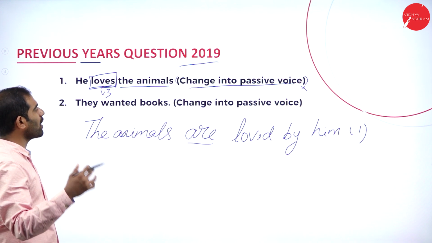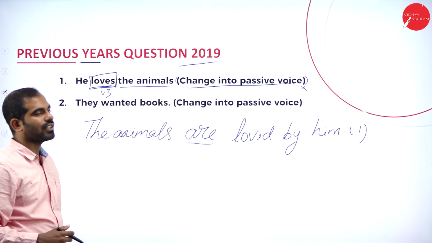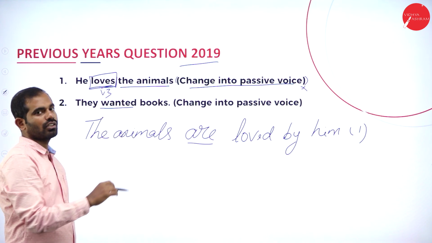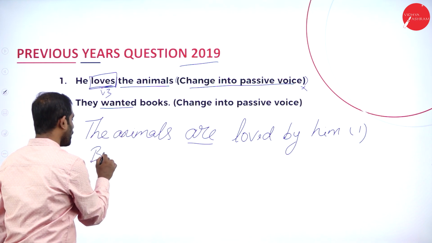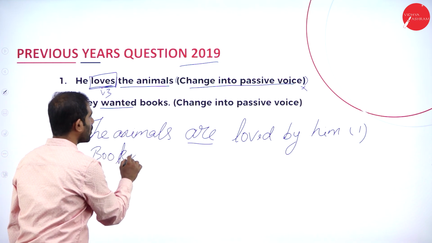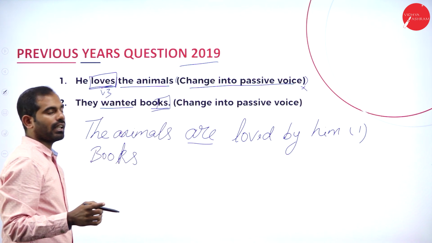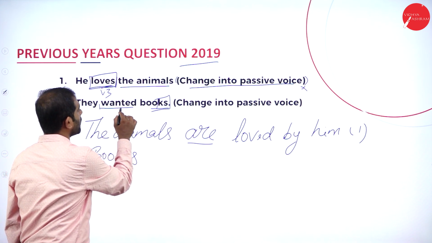Next one, they wanted books. Again, they have told change it to passive voice. Now remember, first rule is you have to write the object, books. You wrote and you got to know it is plural. And you can use are or were, but depending on the verb.